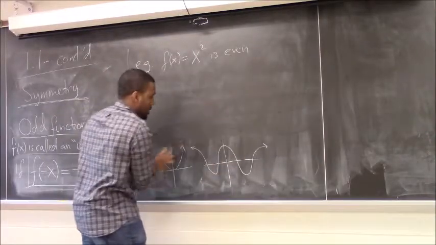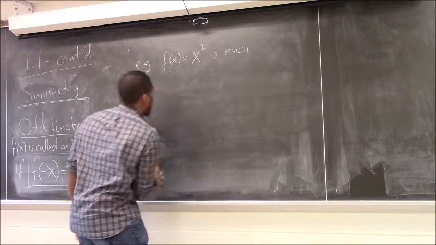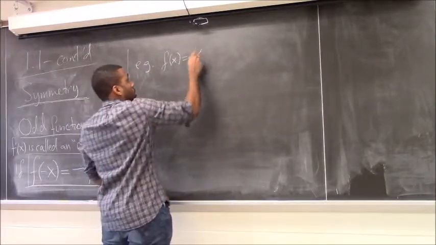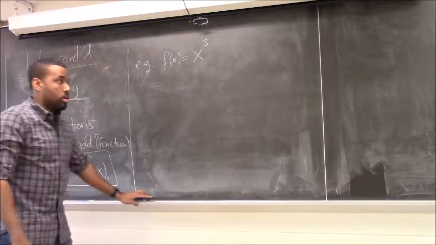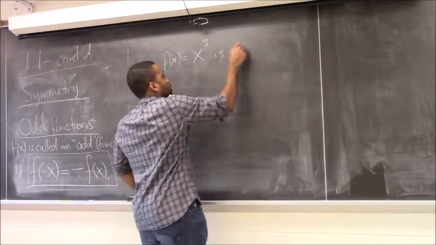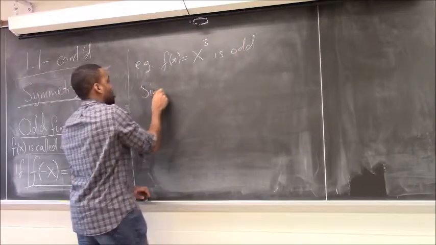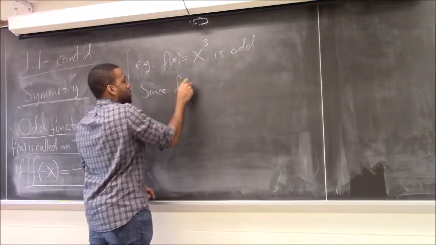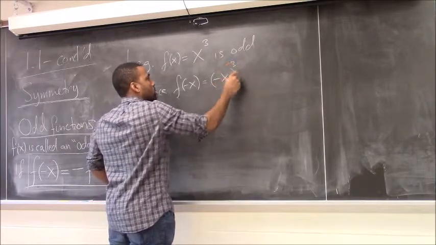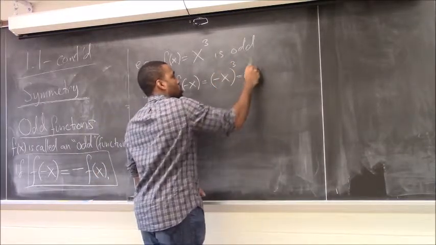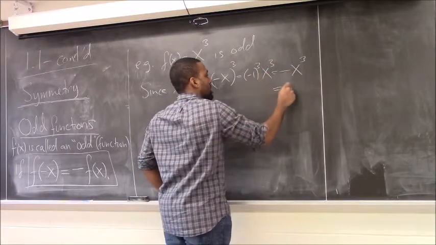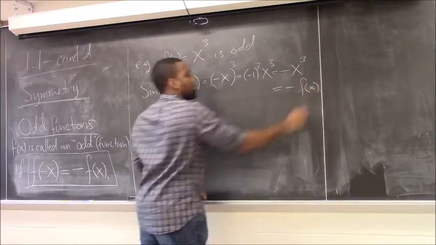The example would be, one example, x cubed is an example of an odd function. Since if I take f of minus x, this means I put the negative where the x was, which is minus 1 cubed times x cubed. That's just minus x cubed. And that's the negative of the original function.